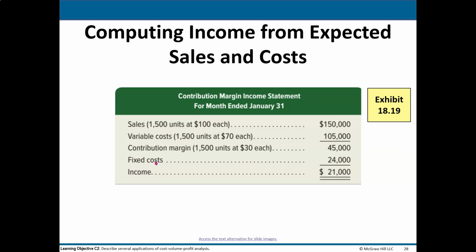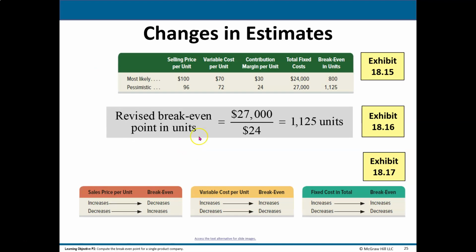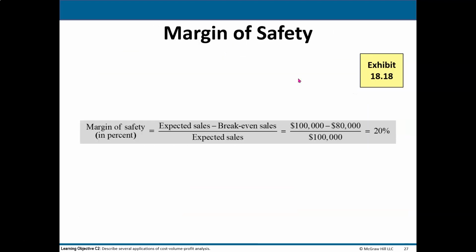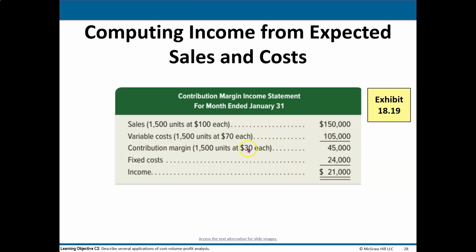So let's illustrate this. Let's assume that Riddell Management expects to sell 1,500 units in January. What is the amount of income if this sales level is achieved using our prior expected cost here? Variable cost per unit of $70 per unit and total fixed cost of $24,000. Well, this contribution margin income statement is going to take my sales minus my variable cost to give me my contribution margin. Subtract from the contribution margin my fixed costs, and my income in this situation will be $21,000.